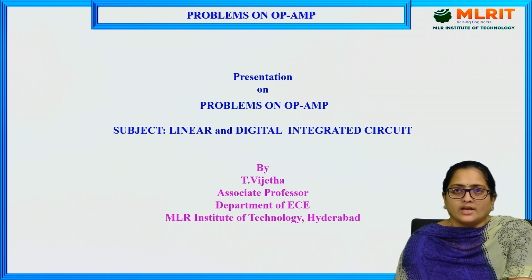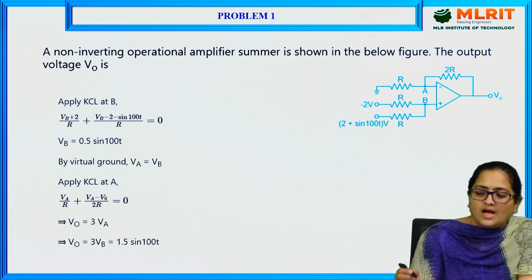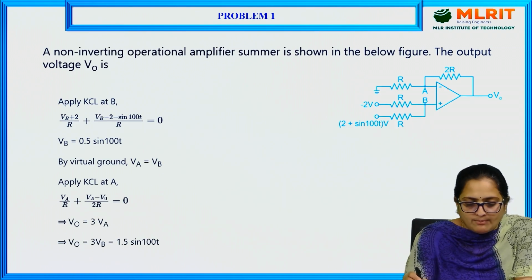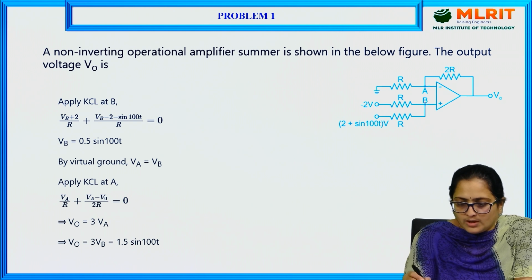Today I would like to solve some problems on op-amp in linear and digital integrated circuits. An inverting operational amplifier summer is shown below. The output V0 is. So we need to find out the output of this operational amplifier.